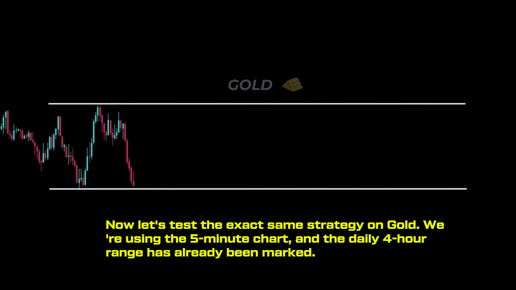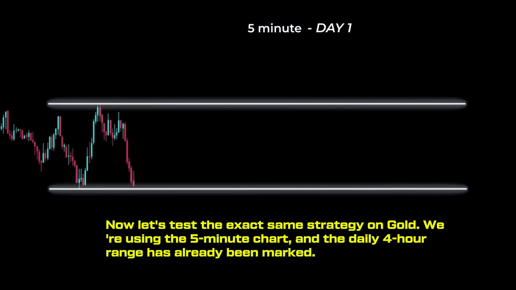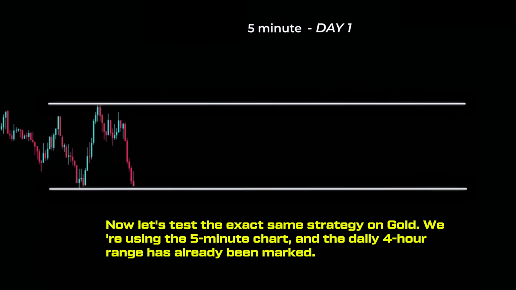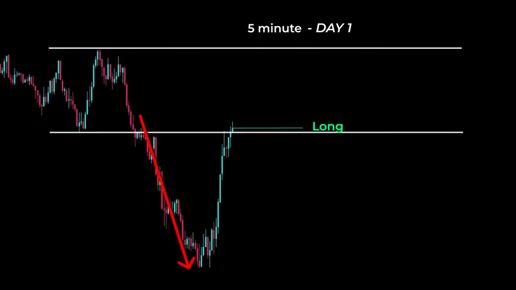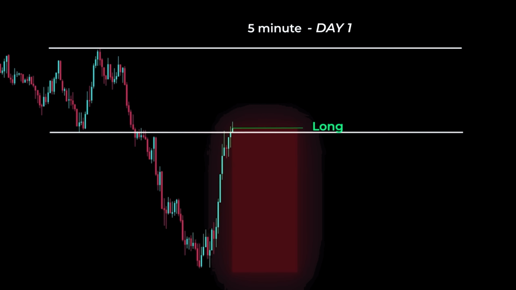Now let's test the exact same strategy on gold. We're using the 5-minute chart, and the daily 4-hour range has already been marked. Price broke below the range low. After it traded below for a while, it then closed back inside, which means technically this is a valid long setup. However, the breakout was unusually large.